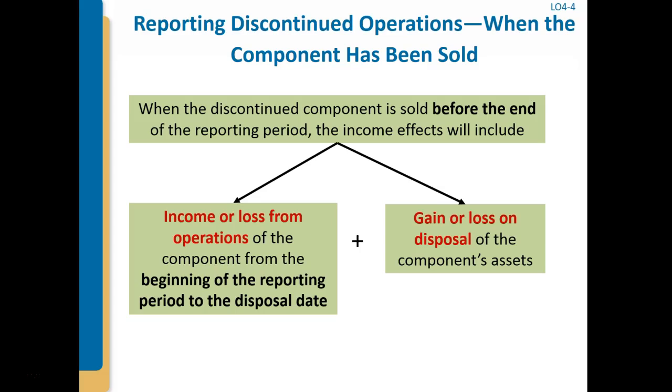The second element includes gains and losses on the sale of assets, like selling a building or office equipment of the discontinued component. These two elements can be combined or reported separately net of their tax effects. If they're combined, the gain or loss component has to be indicated. So we're going to see in the next slide how we combine the income effects.